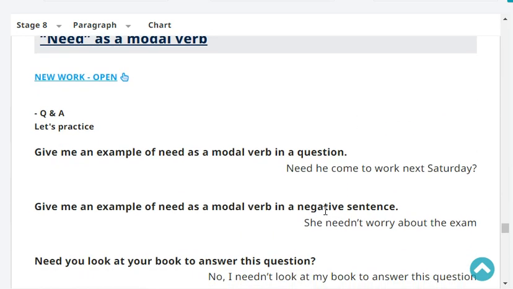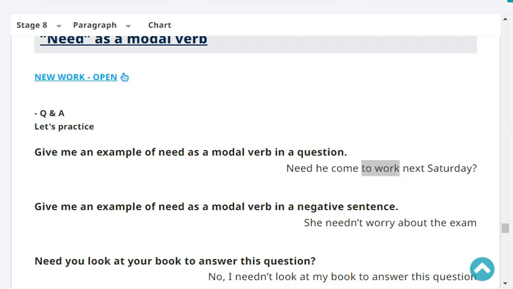Very good. Give me an example of need as a modal verb in a question, please. Need he come to work next Saturday? Okay, one more. Need he come to work next Saturday?